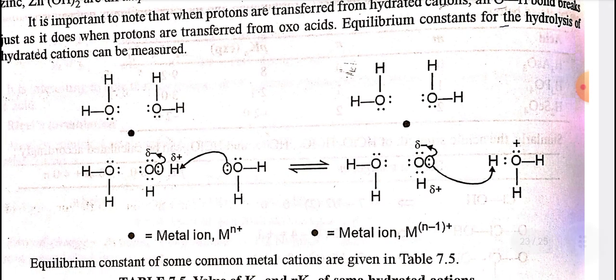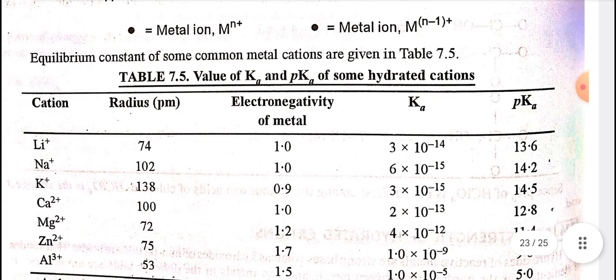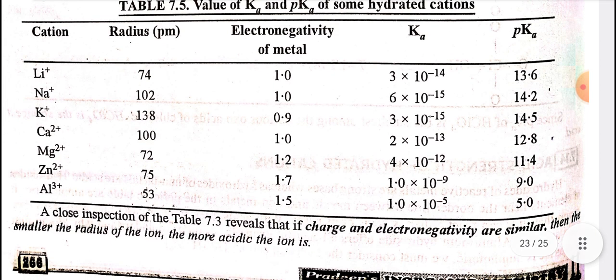It is important to note that when protons are transferred from hydrated cations, the O-H bond breaks, just as it does when protons are transferred from oxo acids. The equilibrium constant for the hydrolysis of hydrated cations can be measured. Equilibrium constants of some common metal cations are given in this table. You can refer to the table given here. A close inspection of Table 7.3 reveals that if charge and electronegativity are similar, then the smaller the radius of the ion, the more acidic the ion is.